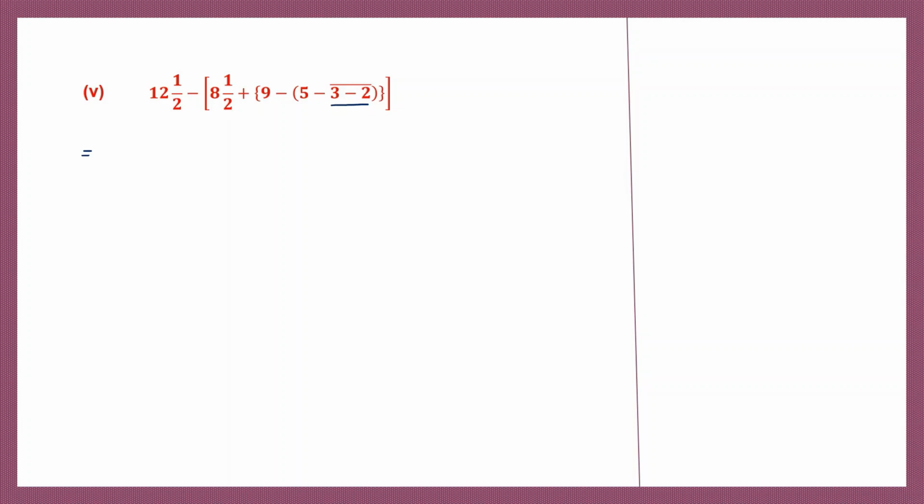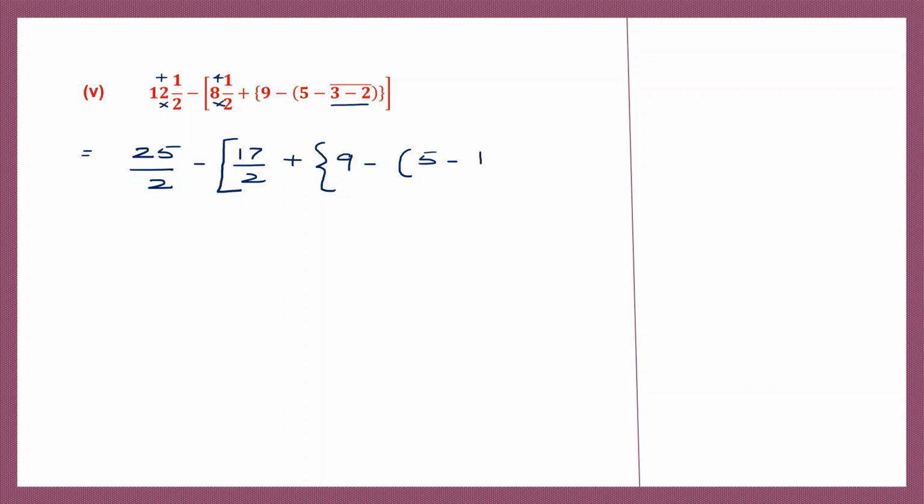And first let's convert. 2 12s are 24 plus 1 is 25. So here we have 25 by 2 minus square bracket. Convert. 2 8s are 16 plus 1 is 17. So that is 17 by 2 plus, now we have curly bracket. Let's write it as it is. Then 9 minus parenthesis 5 minus, now let's work out what is 3 minus 2. 3 minus 2 is 1.